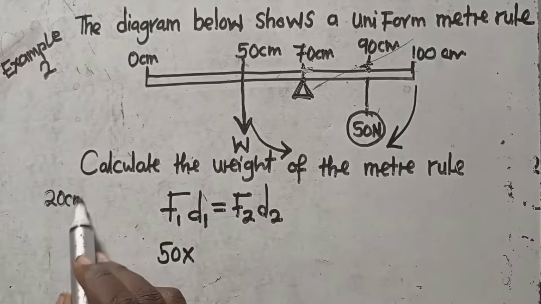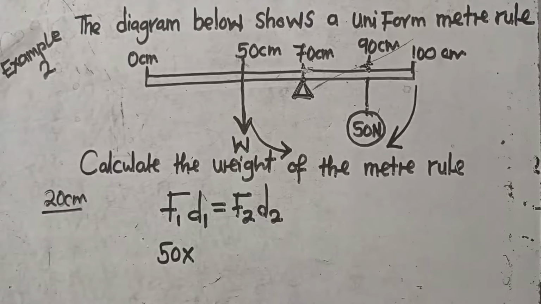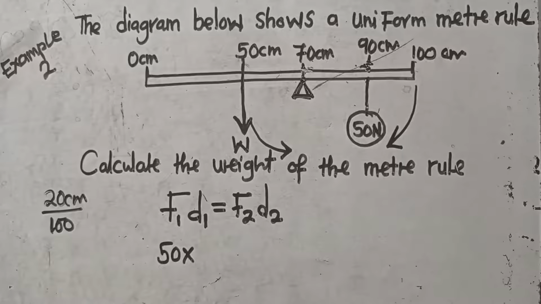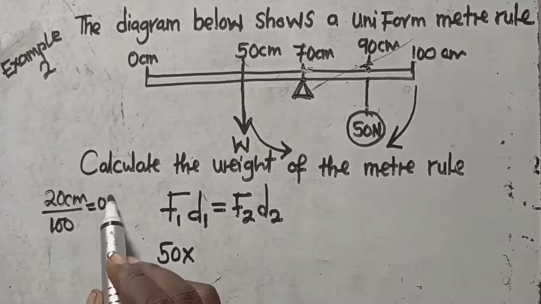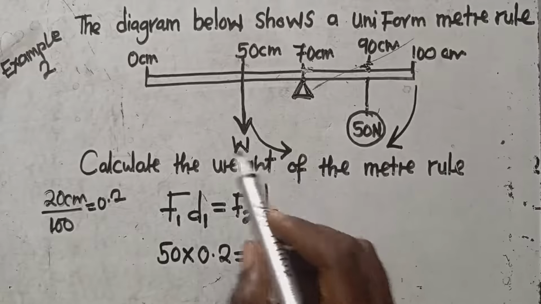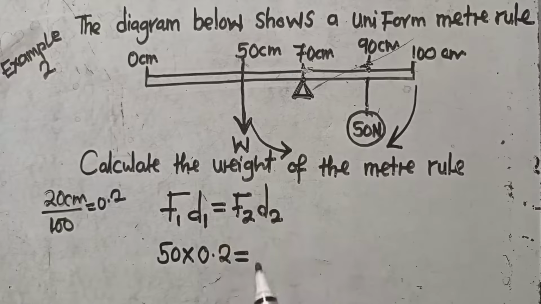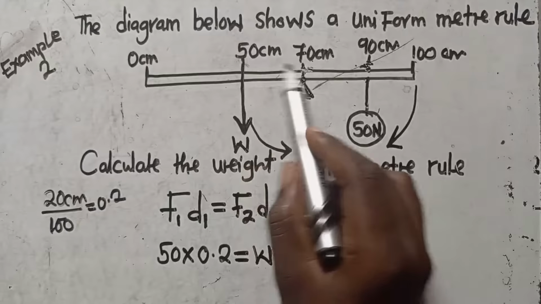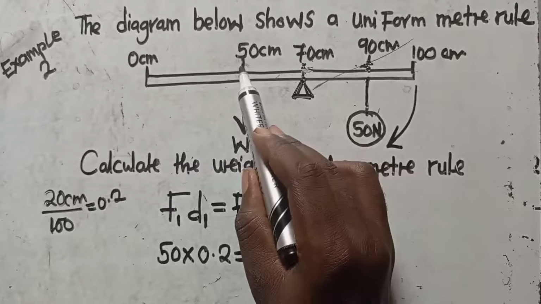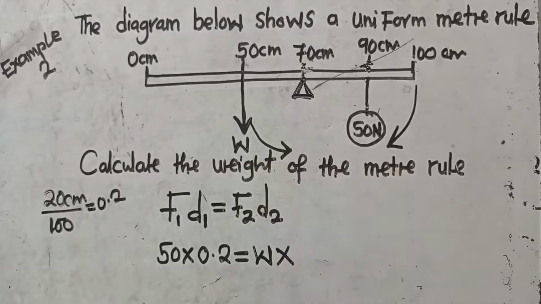Since this is 20 centimeters, I need to convert to meters. So I divide by what? I divide by 100. I'm going to get 0.2. So I'm saying 0.2, which is equal to now. What is the force that is there? This is the same weight I'm taught to calculate, weight times the distance. What is the distance there? Have you seen 70 and 50? That is 20. I do the same.